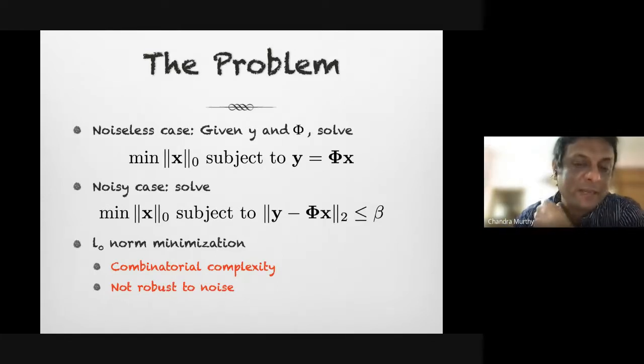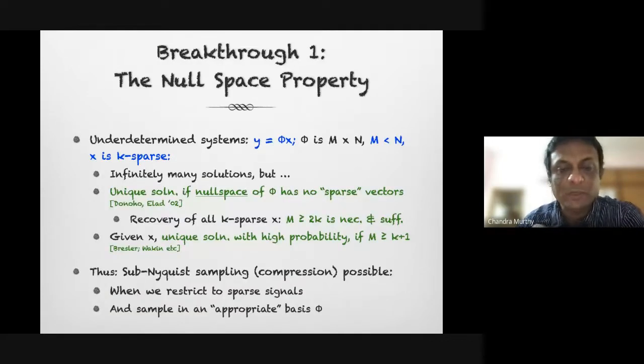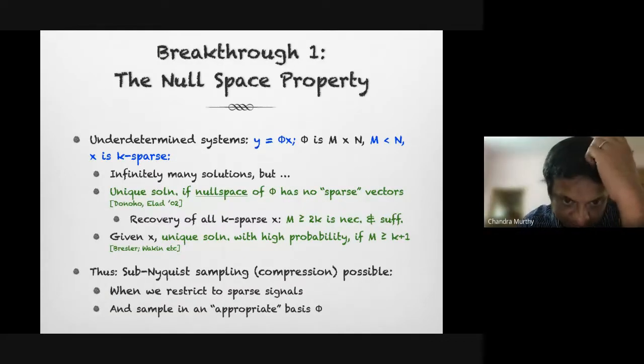So in fact, maybe 30 years ago, this was the state of the art. People were interested in finding sparse solutions, but then they realized that the problem is actually combinatorially complex and it's not robust to noise, and so it was not very interesting to solve. However, there were a few breakthroughs in the area of compressed sensing that made this problem much more solvable.